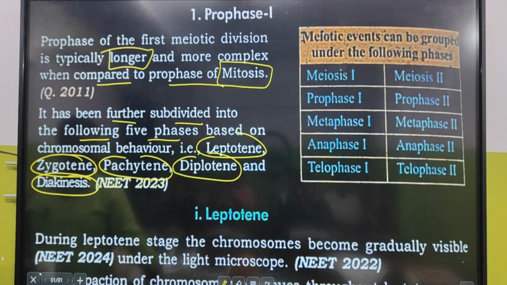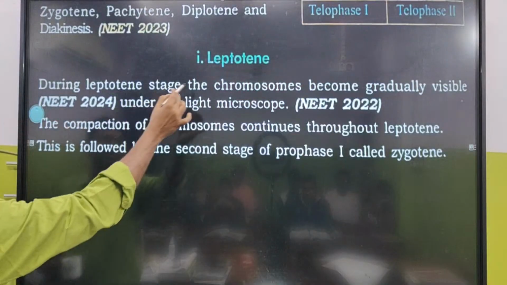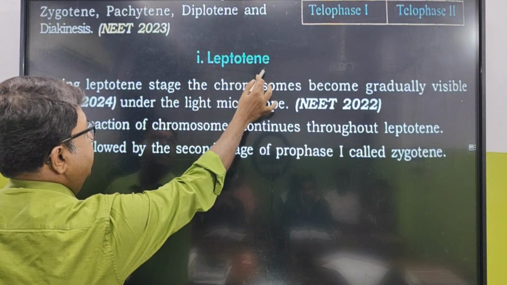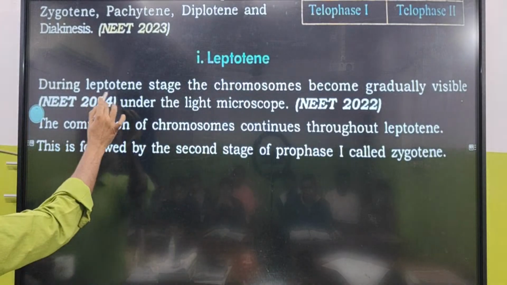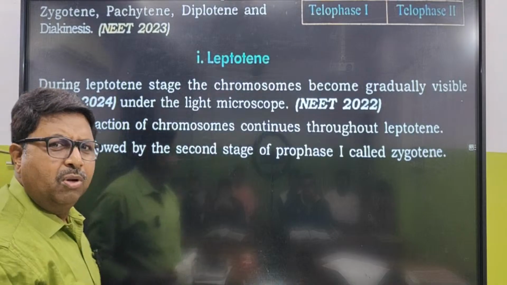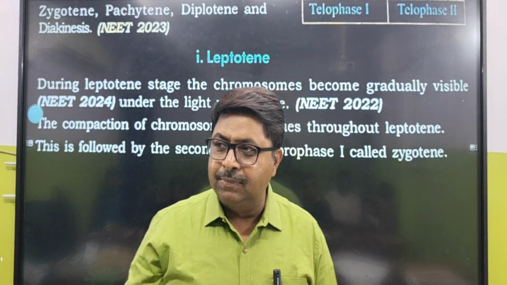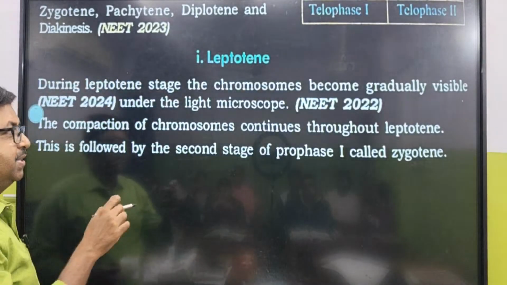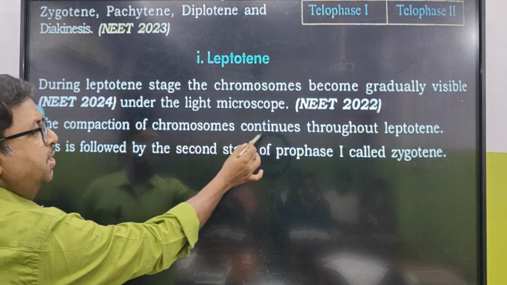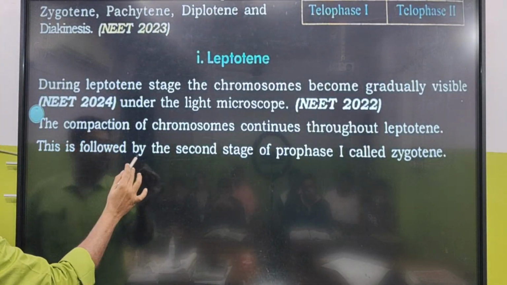The first step is leptotene. Lepto means what? Thin. Thin means thread, so it's a thin thread. During the leptotene stage, the chromosomes become gradually visible under the light microscope because they are thin. But the compaction of chromosomes continues throughout leptotene. What is the meaning of compaction? Condensation. This is followed by the second stage of prophase I called zygotene.